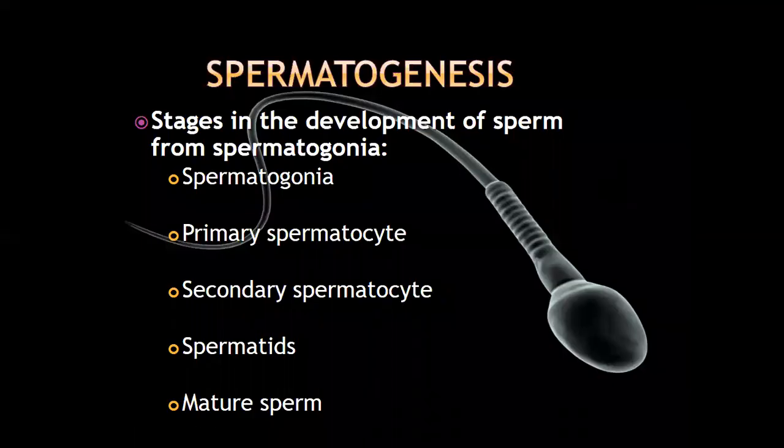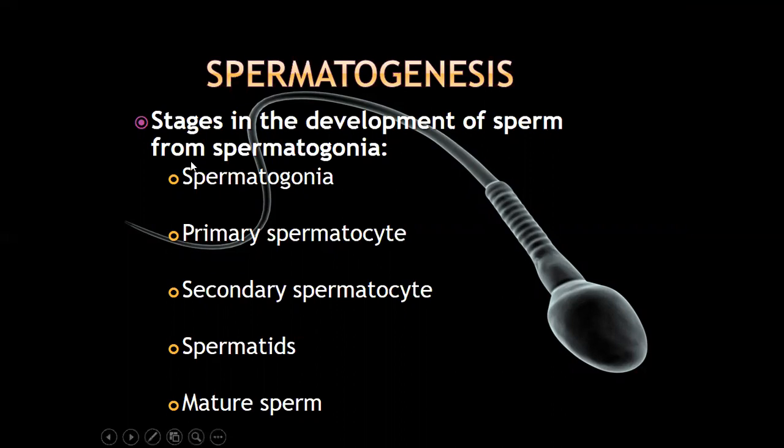So let's talk about the different stages in the development of sperm, from a germ cell to a mature sperm. Basically, there are 5 stages involved in the development of sperm. The germ cells are what we call spermatogonia. Spermatogonia mature into a primary spermatocyte, then into a secondary spermatocyte, and then into spermatids. These spermatids are the actual cells which will mature into a sperm.